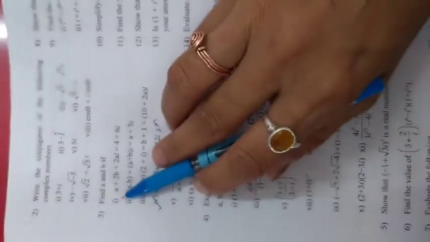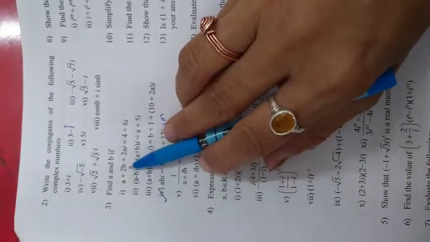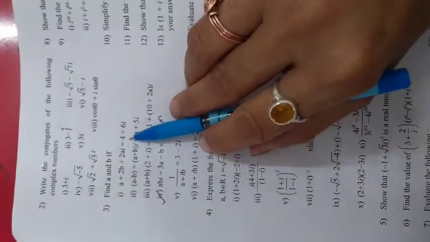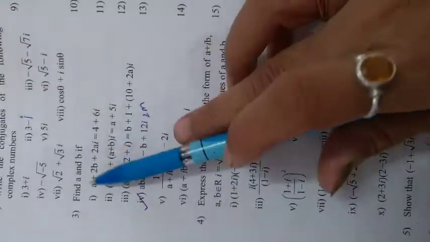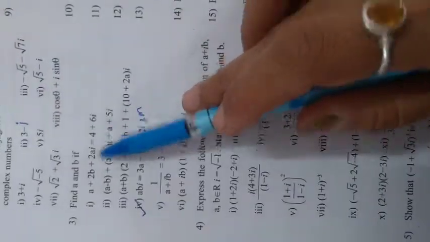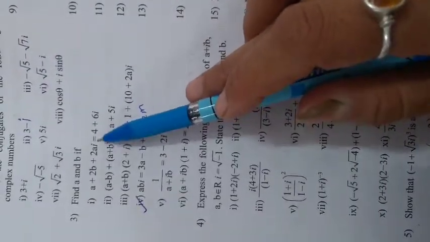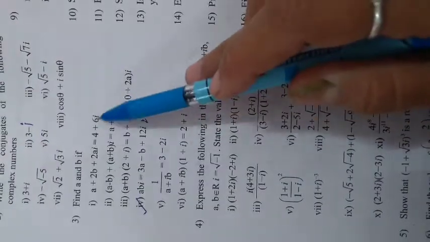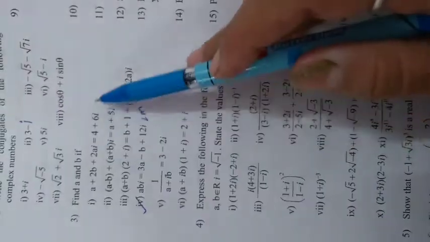Now question number 3. Find A and B if. Now the first question is A plus 2B plus 2AI is equal to 4 plus 6I. Now here we have to find the value of A and B. So first of all, as these two complex numbers are given equal, we will equate real part with real part and imaginary part with imaginary part. And then after solving, we will get the value of A and B.